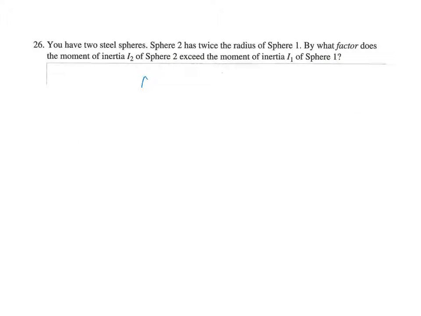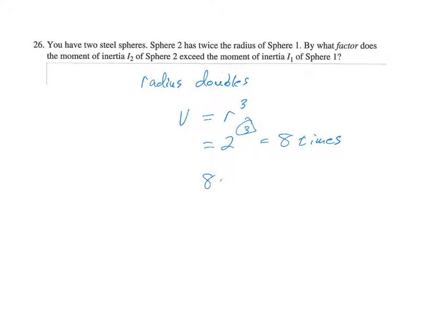All right. Radius doubles on one of them. Volume is pretty much equal to radius to the third power. So when we double that to the third power, this is 8 times greater, because volume is length times width times height. That's where I got that from. So it's 8 times bigger, which equals 8 times the mass.